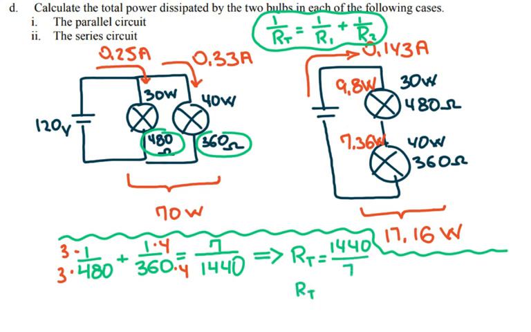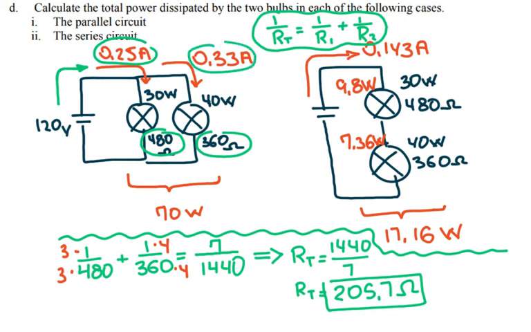So the total resistance in this case is equal to 205.7 ohm. So you see the total resistance of the parallel connection is smaller than the smallest, which is 360. And therefore the total current, the one that is leaving the battery, is going to be the sum of those two currents, which is 0.58 amps.